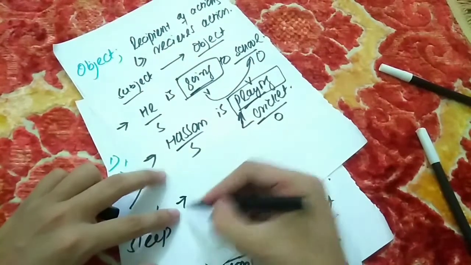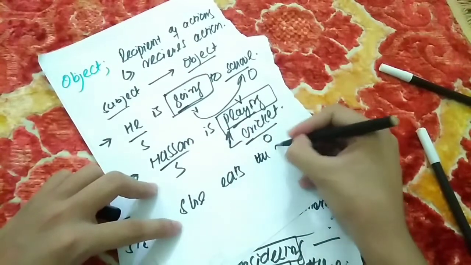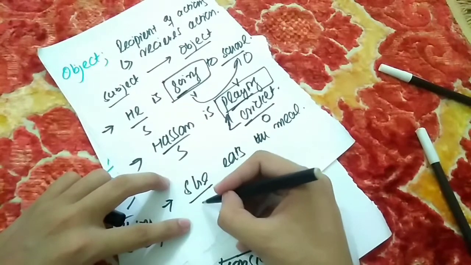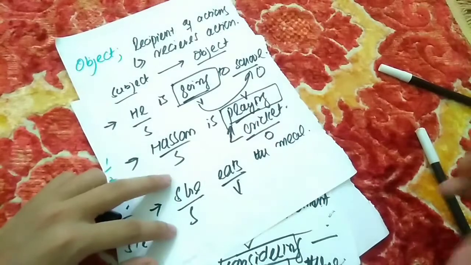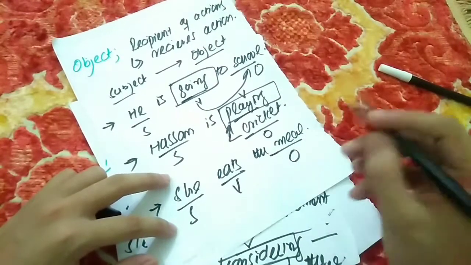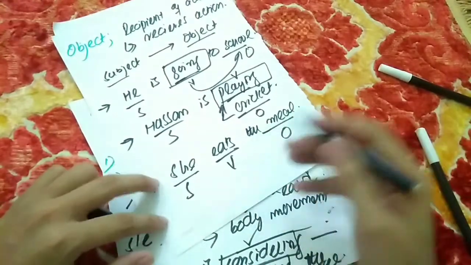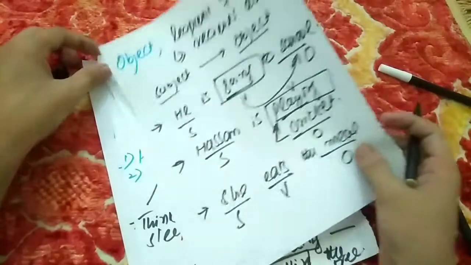Next we have, she eats the meal. So she is the subject, eats is the verb, a physical verb, and the meal is the object, because the meal receives this action. Now we are going to discuss further types of object. We have two types: direct object and indirect object.